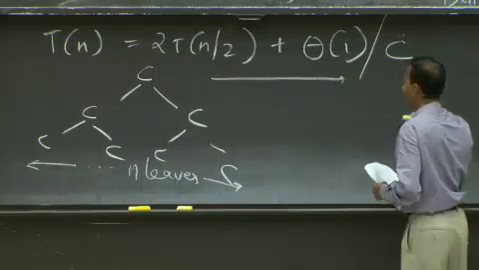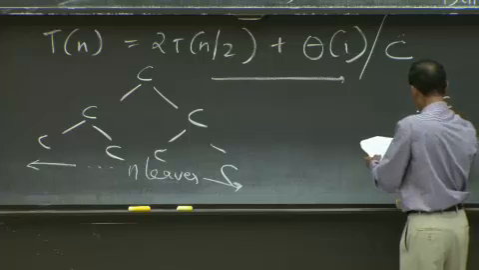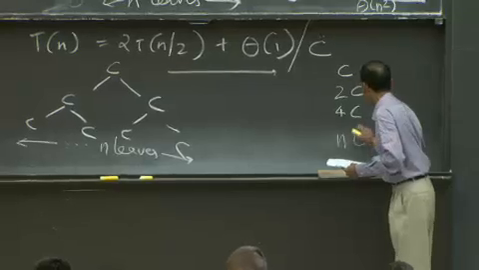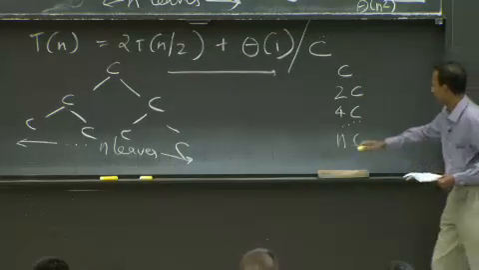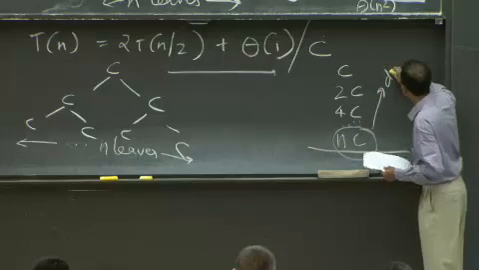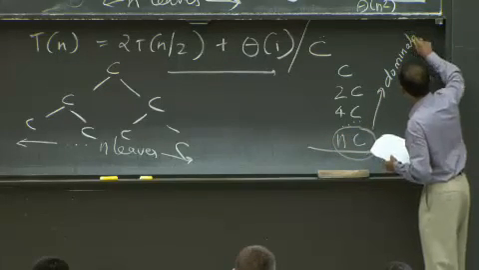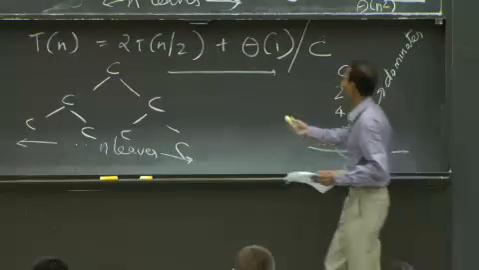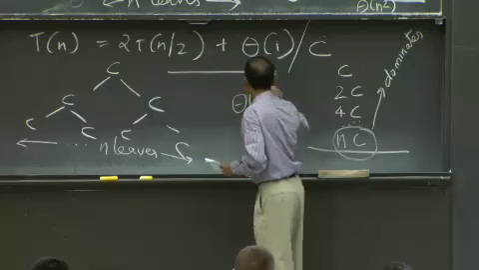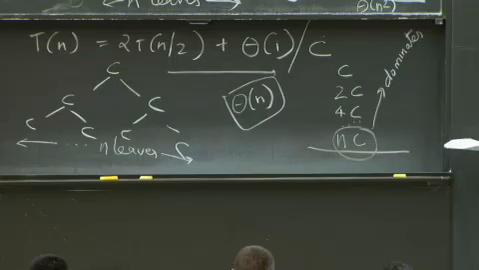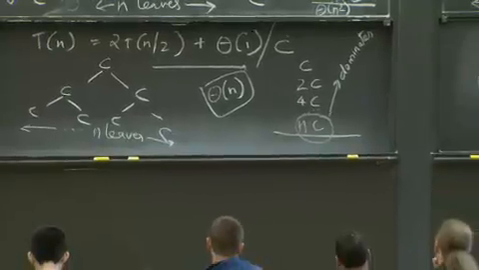And so if I look at what I have here, I have c at the top level. I have 2c, and so on and so forth, 4c. And then I go all the way down to n c. And so what happens here is this dominates. And so in this recurrence, the whole thing runs in theta n. So the solution to that is theta n. And what you have here is all of the work being done at the leaves.